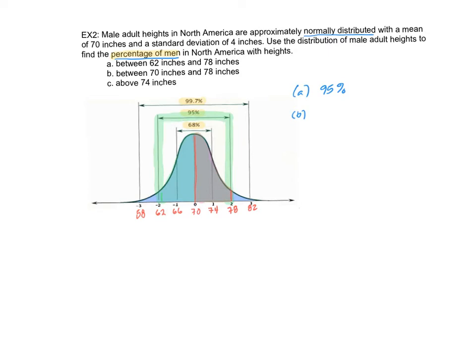So I would take the 95% and I would divide it by 2 to get 47.5%.